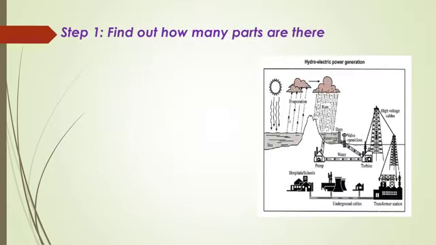Step 1. At the beginning, when you get the question in the IELTS exam, find out how many parts are there. You can find the sea, sun, evaporation, rain, reservoir, dam, valve open and close, high voltage cable, turbine, pump, transformer station, underground cables, hospitals and schools. So these are the points, but you must identify the main parts of how to produce electricity.